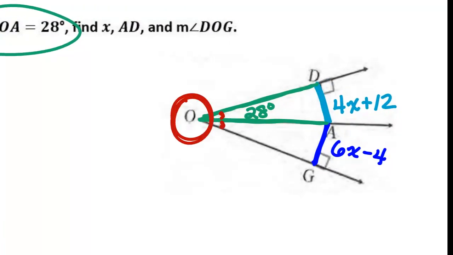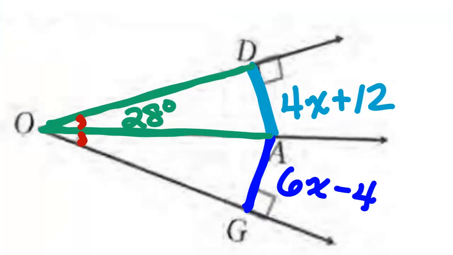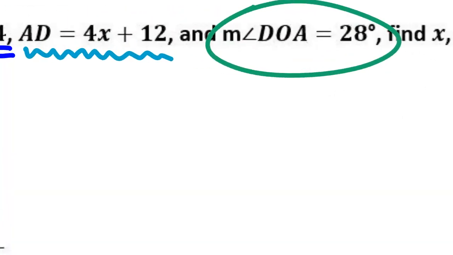O is on my angle bisector. What other point is on the angle bisector? A. A is going to be equidistant from the sides of my angle. So it's equidistant from D and G. So AD is congruent to AG, sorry, my bad, AG.